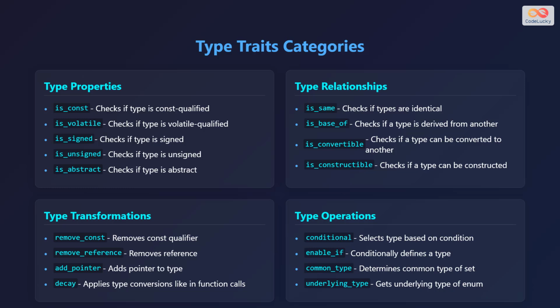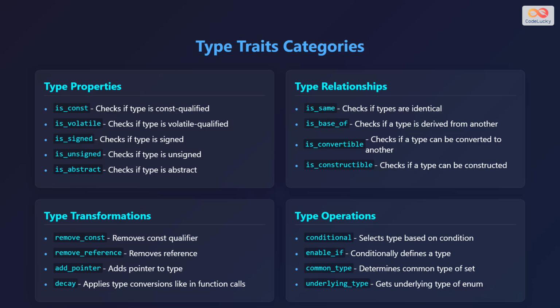Moving on to type transformations. remove_const removes the const qualifier from a type. remove_reference removes the reference from a type. add_pointer adds a pointer to a type. decay applies type conversions similar to those in function calls.